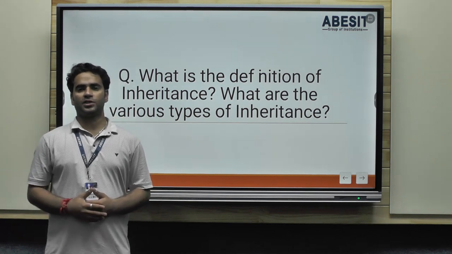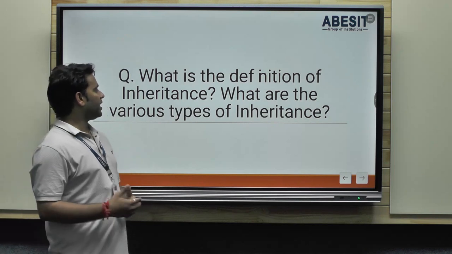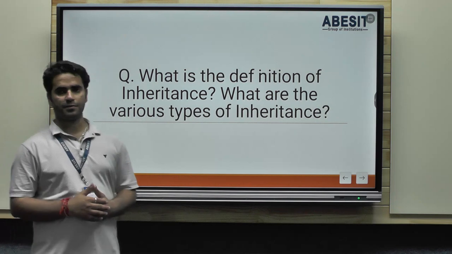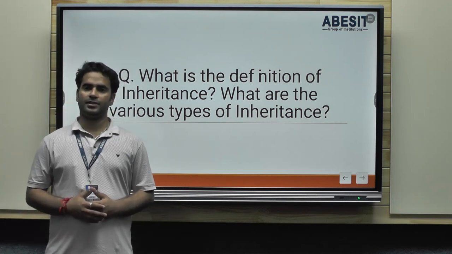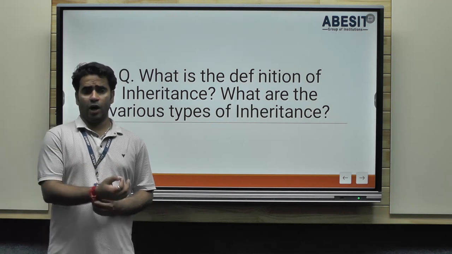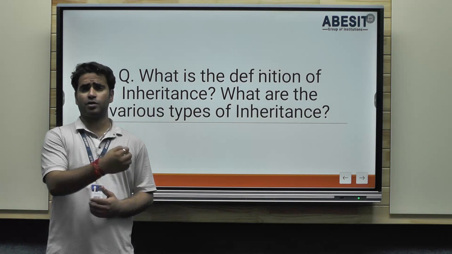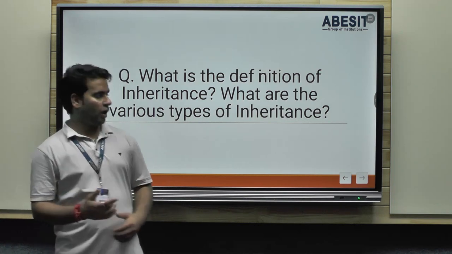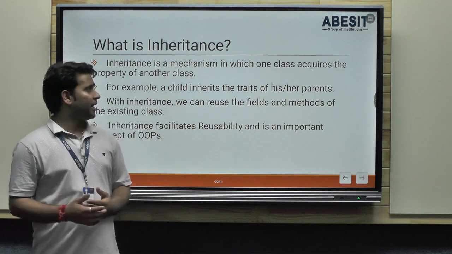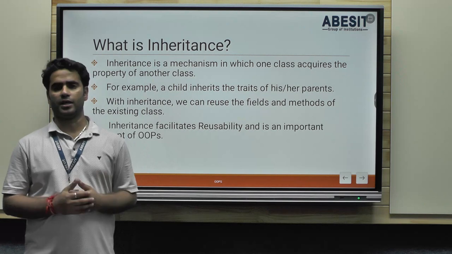Here's another most asked question in the technical interview of OOPS. That is, what is the definition of inheritance and what are the various types of inheritance? Inheritance is a property of OOPS which allows one class to derive all the properties of another class. Or we can say that inheritance is a mechanism in which one class acquires the property of another class.